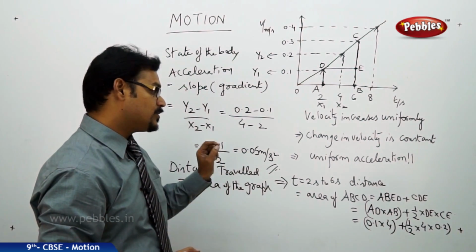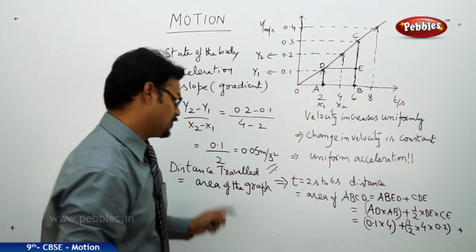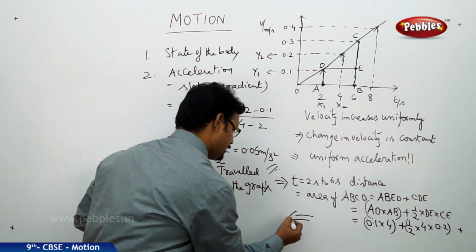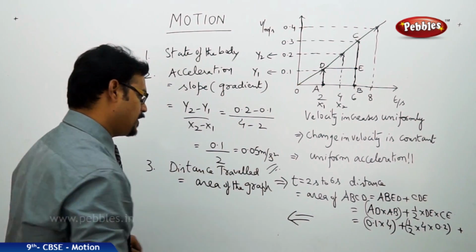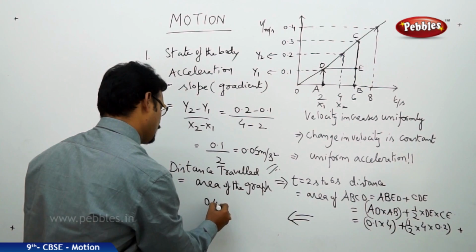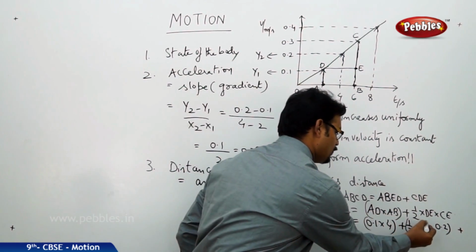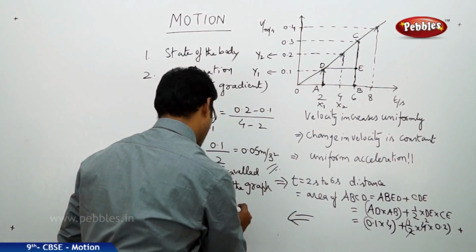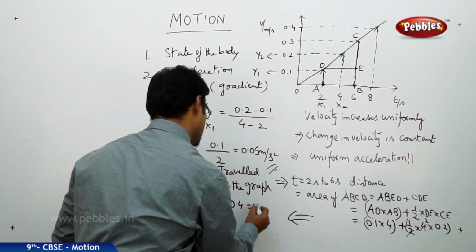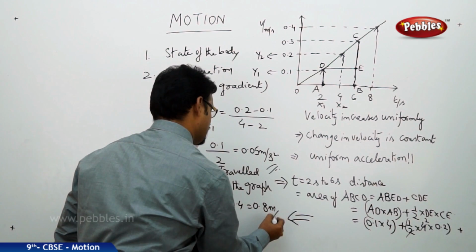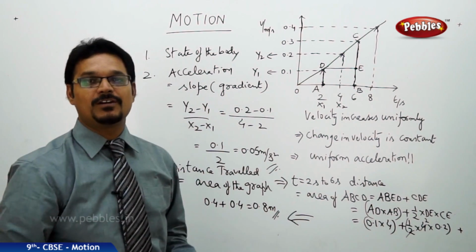Now we need to solve to find the result. What is the result? 0.1 into 4 is 0.4, plus half into base 4 into 0.2, so 2 into 0.2, this is 0.4. So the answer is 0.8 meters. That's the distance traveled by the body.